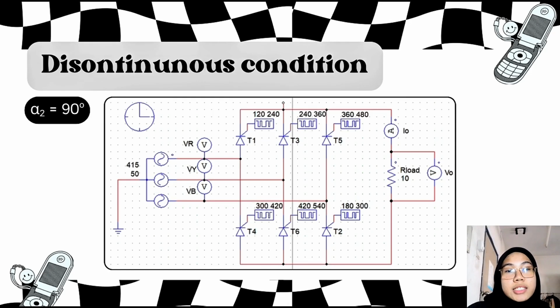In this circuit, each thyristor is fired with a delay of 90 degree from its natural conduction point. For example, T1 would normally conduct at 30 degree, but with alpha of 90 degree, it is triggered at 120 degree. The same 90 degree delay is applied to all other thyristors, so T2 is fired at 180 degree instead of 90 degree, T3 at 240 degree instead of 150 degree, and so on. In this way, each device follows the sequence of conduction, but shifted forward by 90 degree.